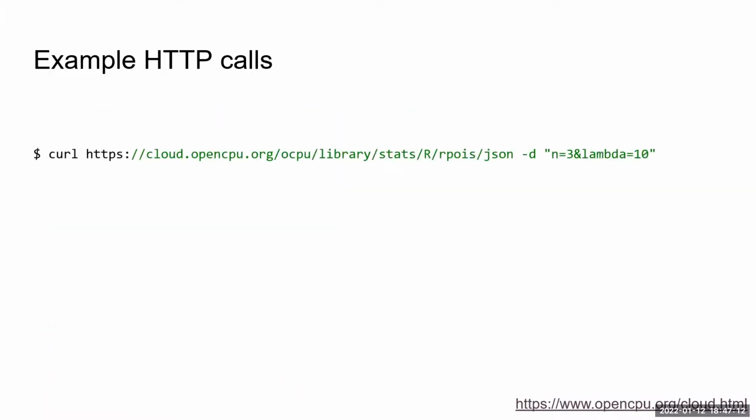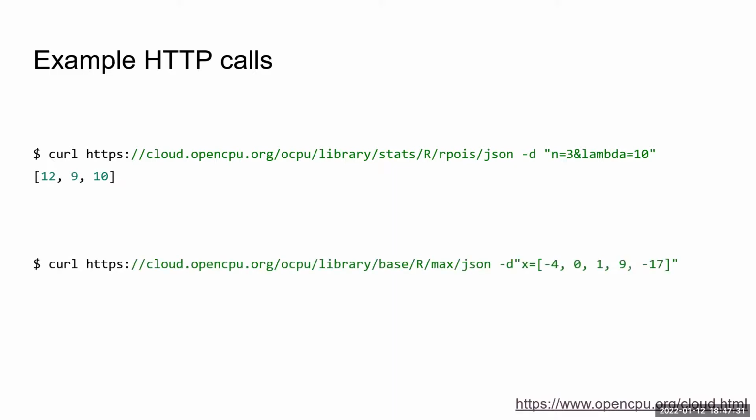What this means is that the full statistical power of R is now available to your web applications, or really any other application. Here's an example. I'm calling the public cloud where I'm saying, I want a Poisson, give me 3 random Poisson values with a distribution with a lambda of 3. And I get that back as JSON.